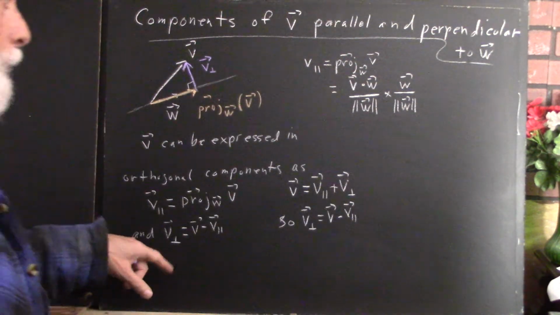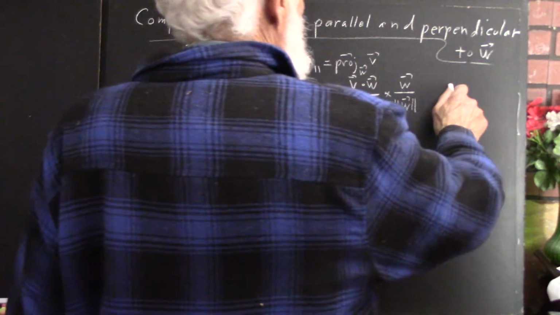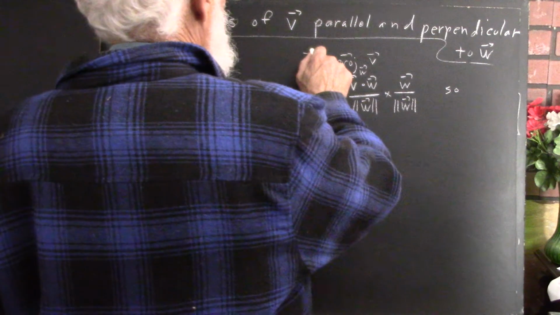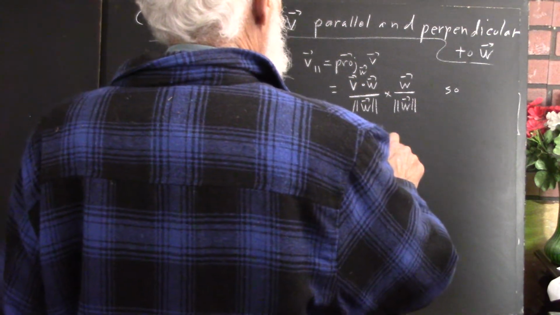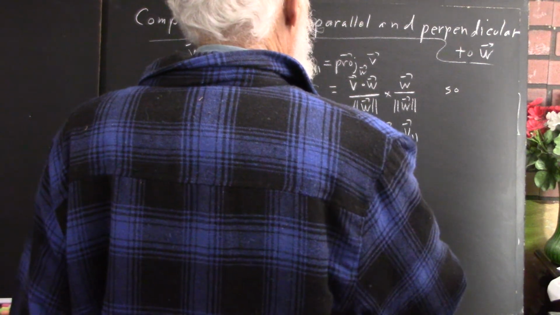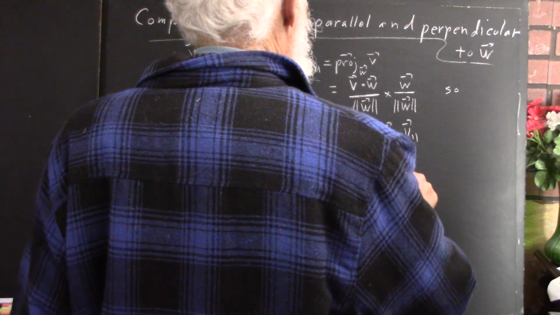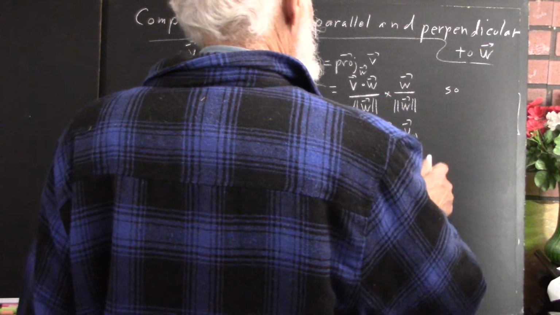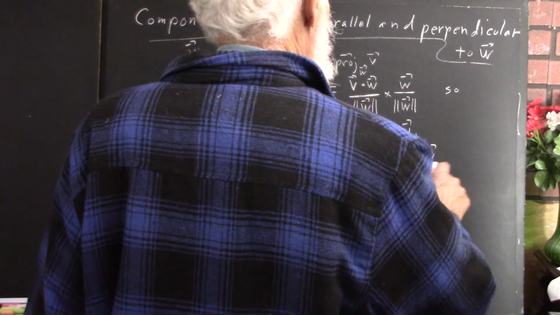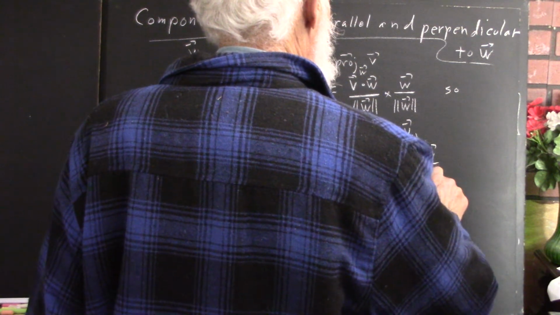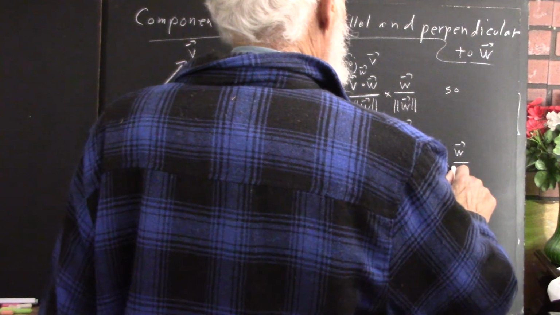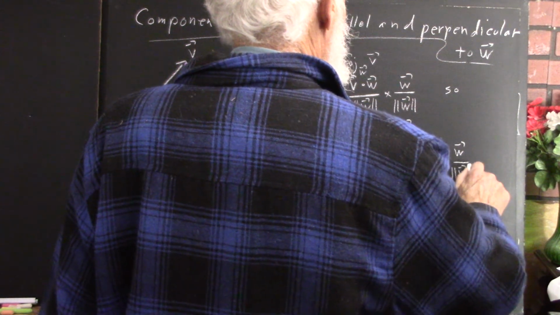So that V perpendicular equals V minus V parallel, but of course that then equals V minus V dot W over the magnitude of W, multiplied by W over the magnitude of W.